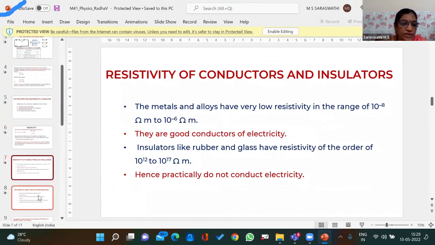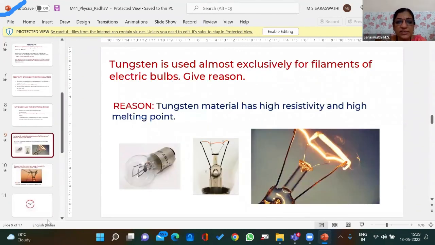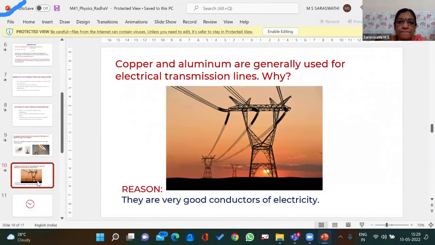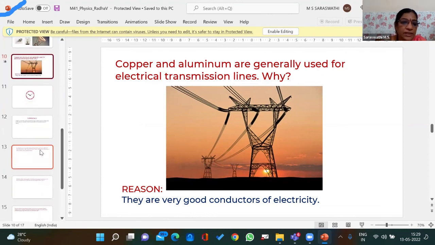So these are the values of the resistivity of various materials. It is also unique for a given material. Why are alloys used? They do not get oxidized. They have high resistivity. So that is why they are commonly used in heating devices. High resistivity and high melting point make them suitable for this. Copper and aluminum are generally used for electrical transmission lines. They are good conductors. Higher the resistivity, lesser will be the conductivity. Lower the resistivity, higher will be the conductivity.